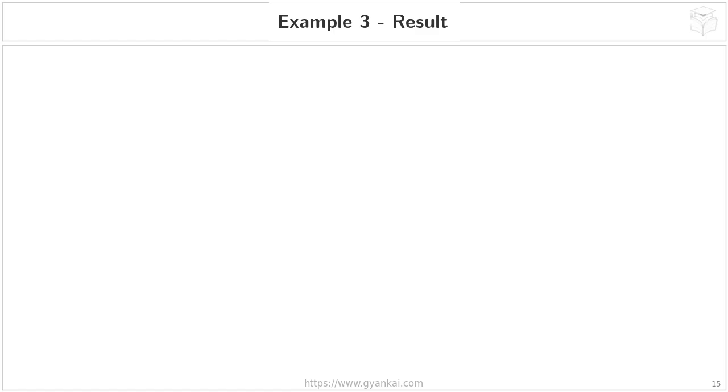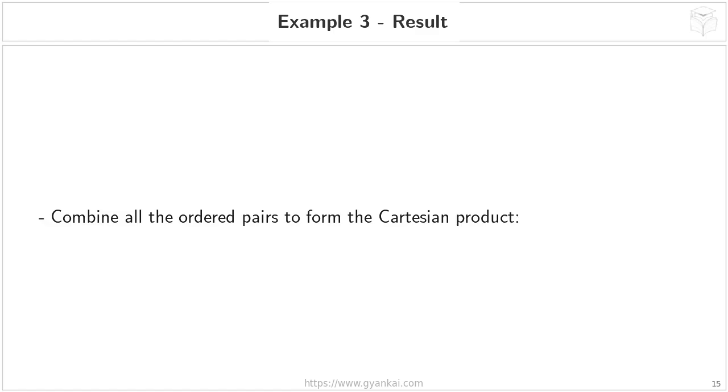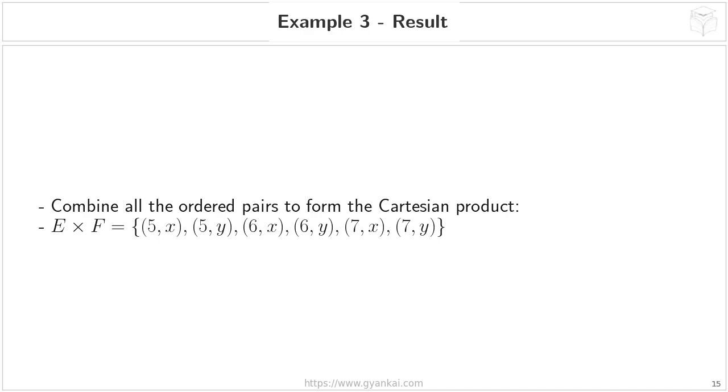Example 3, result. So let's wrap up our final example. As you can see on the slide, we've now systematically paired every element from set E with every element from set F, just like we did in the previous examples. Now, to formally define the Cartesian product of E and F, denoted as E cross F, we simply list all of these ordered pairs within curly braces.